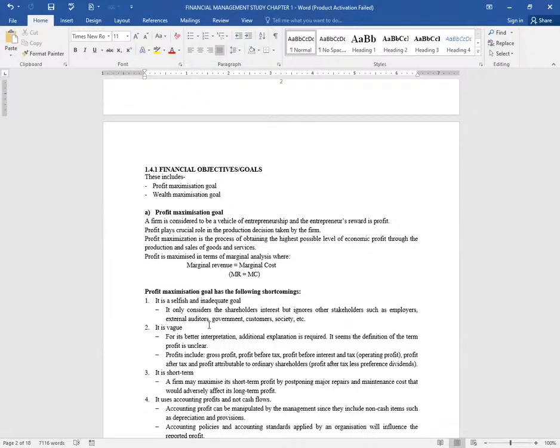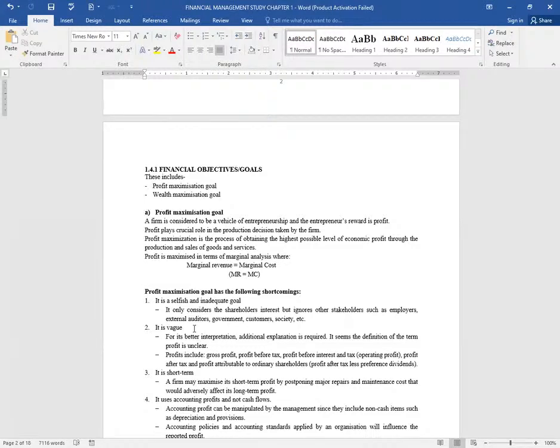Now, ladies and gentlemen, number 2, this profit goal is also vaguely defined. It's vague. We can't understand it very well. So when you tell us to maximize profit, which profit do you want us to maximize? Is it profit before interest and tax? Is it profit before depreciation and tax? Is it profit before tax? Is it profit after tax?